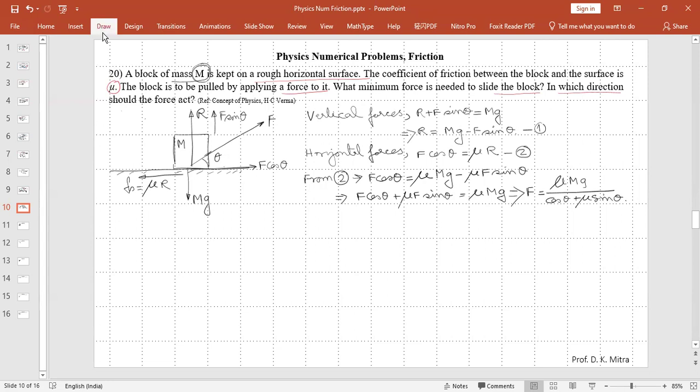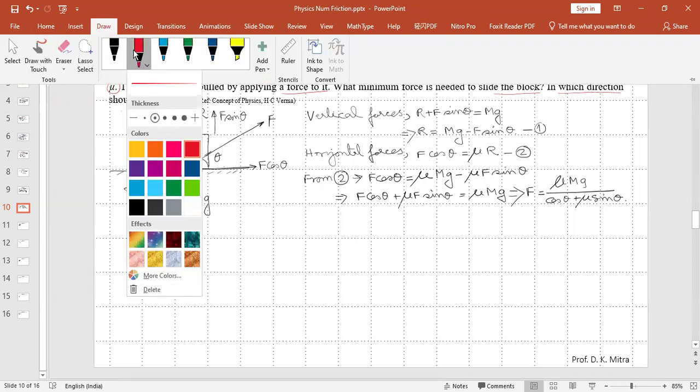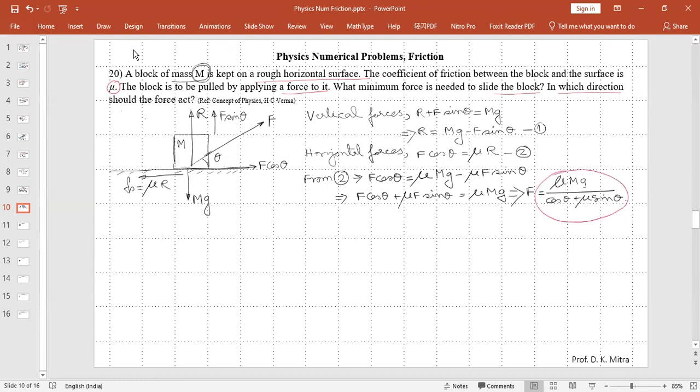Now, if you look at this finding, the force required has cos theta plus mu sin theta in the denominator. That means force required depends upon theta. There is no direct relation. It increases as sin theta increases or decreases as cos theta increases because both sin and cos are there. So anyway, it depends upon theta. That means the amount of force that will be needed here depends upon what angle you are making, right?